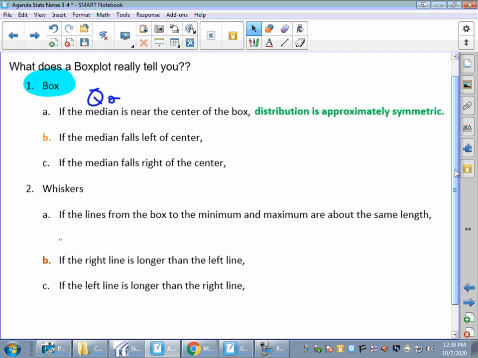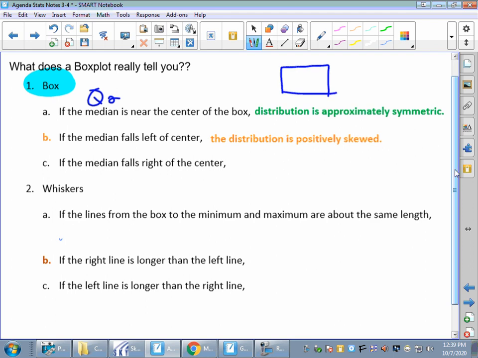If your median is to the left, that means that we've got positively skewed data. Most of my data is falling to the left, and I've got some pieces that are pulling to the right. So it's positive or right skewed. So here's my box plot, where my median is falling to the left. So it would be right skewed. Most of my data is here, and I've got some pieces that are pulling that way.